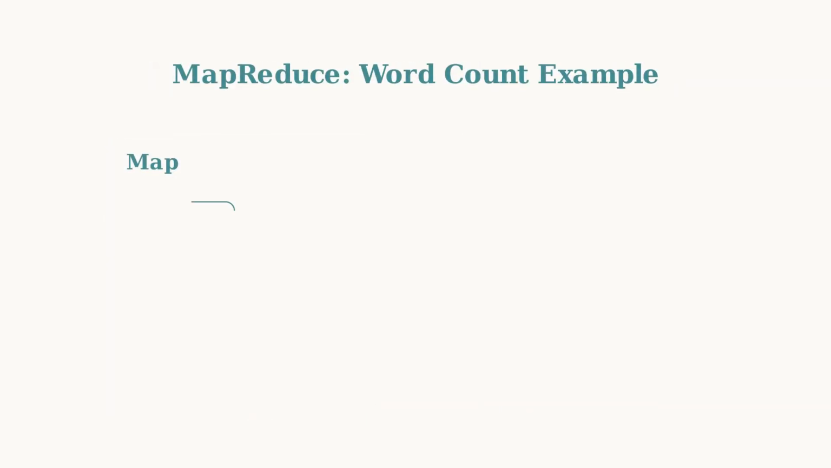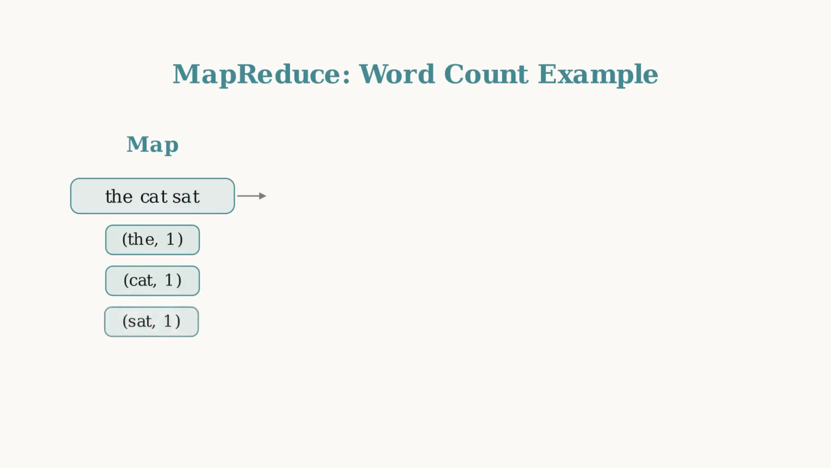Let's ground this with word count. The map function receives a document. For every word it sees, it emits the pair (word, 1). So the document "the cat sat" produces 3 pairs: (the, 1), (cat, 1), (sat, 1).